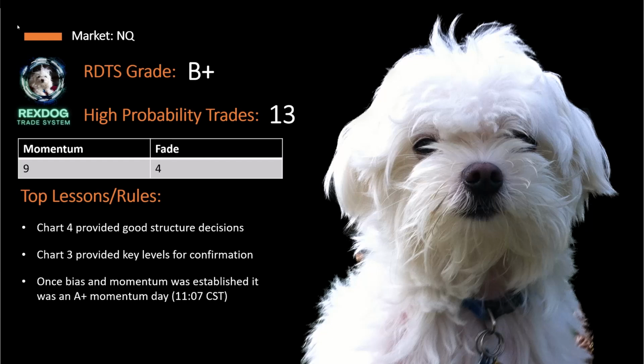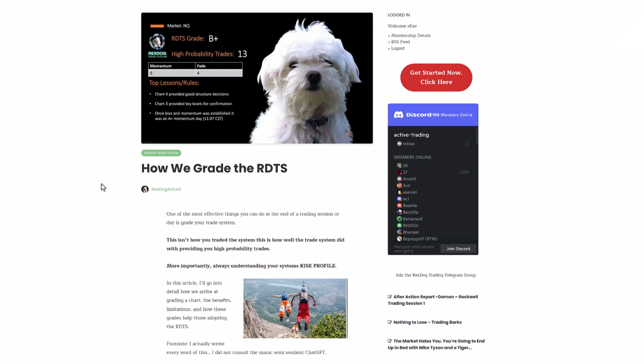Well, welcome to how we grade the Rex Dog trade system. You might have seen this from time to time. We put out grades on how well the system performed that given day on a particular market or ticker. This is basically me going through the article that we released. So if you're watching this on YouTube, I'll be reading through the article. I'll maybe be adding a few things here and there, but primarily reading through the article.